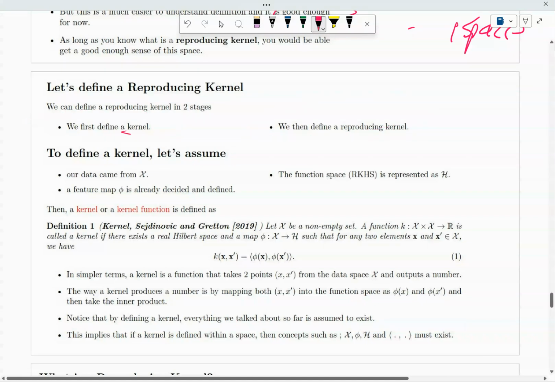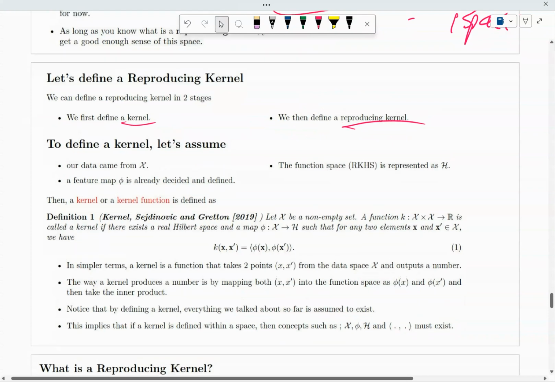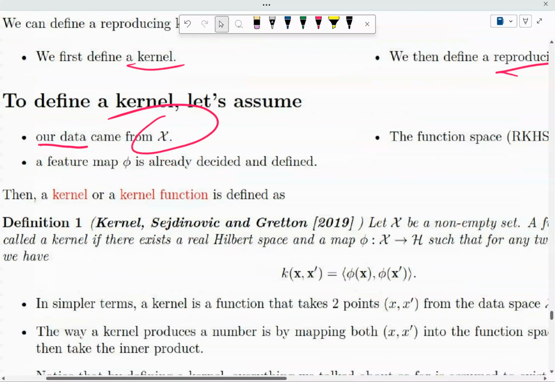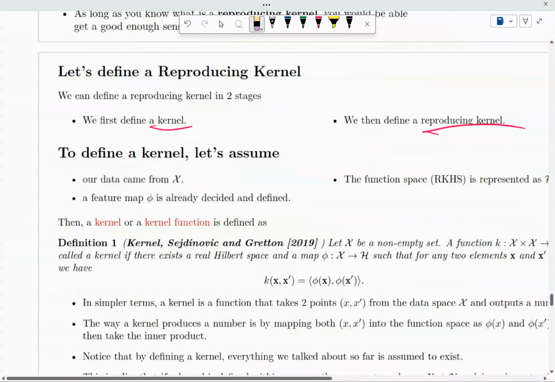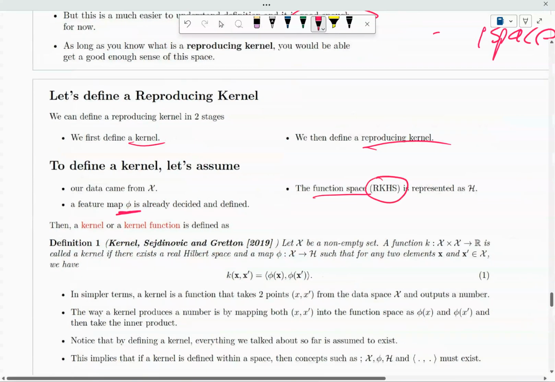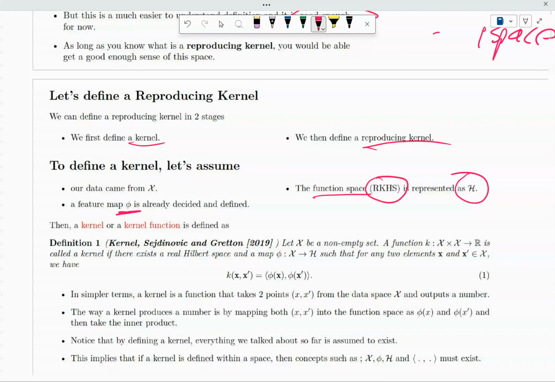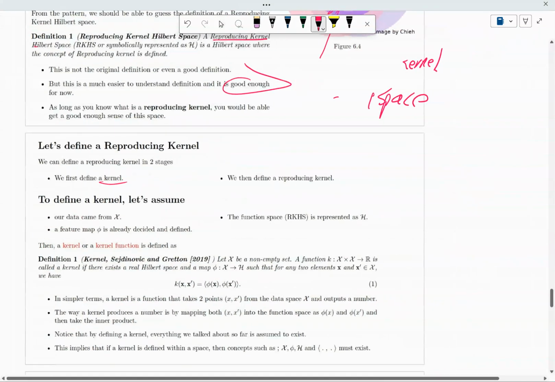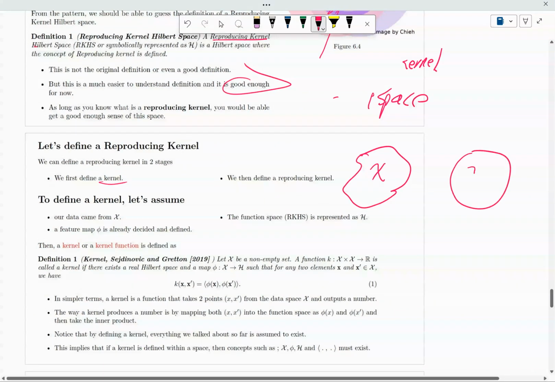A kernel and a reproducing kernel are slightly different. To define a kernel, remember our data came from a data space, and we're going to call that space X. That's the data space. The feature map is defined as phi. And the space of functions, we're going to call RKHS, and we're going to represent that as H. So this is the data, and this is the function space. We're mapping the data to function space through the feature map. Let me draw this out. Here's the data space, and this is the function space, and this is phi. So assuming this exists, let's start from there.